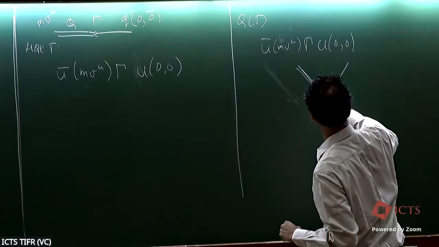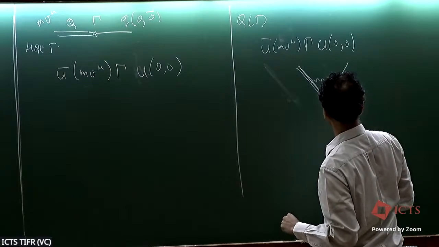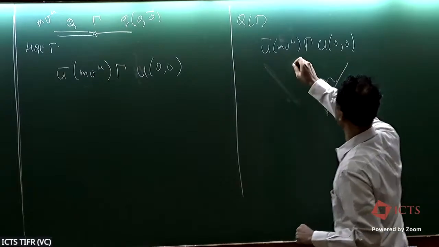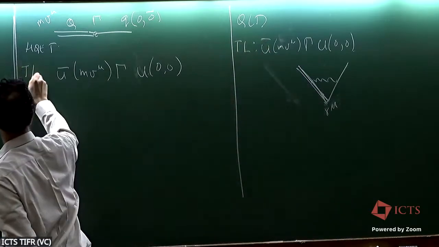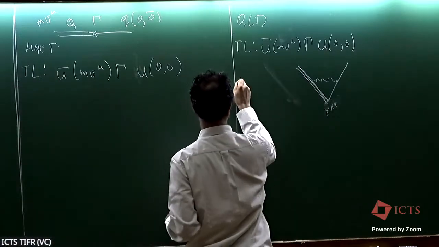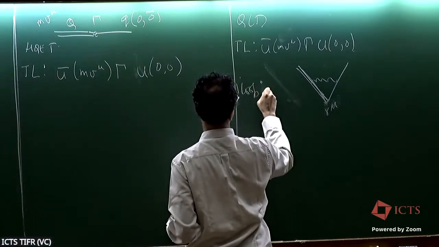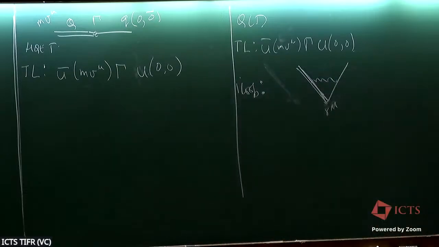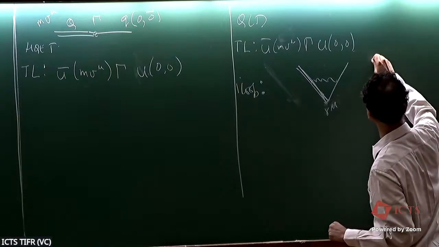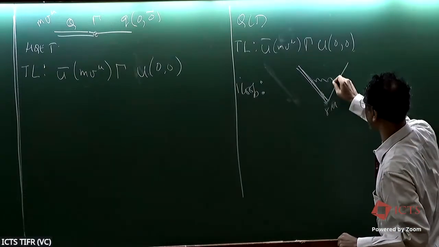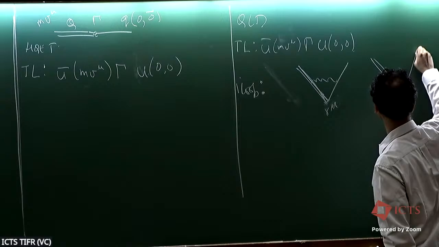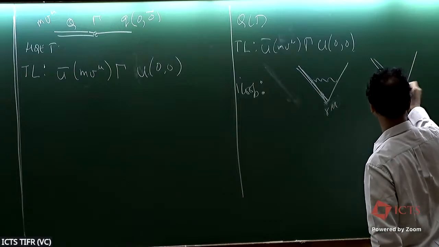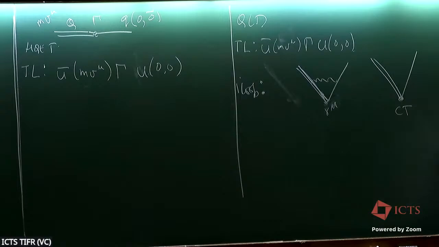So let's say, this is tree level. Let me look at what the one loop contributions are. Let me just draw the diagrams first, and then we'll see how things go. Of course, there's one diagram which is, as you'd expect, a vertex correction. I need some counter term to cancel infinities here, so that will appear.